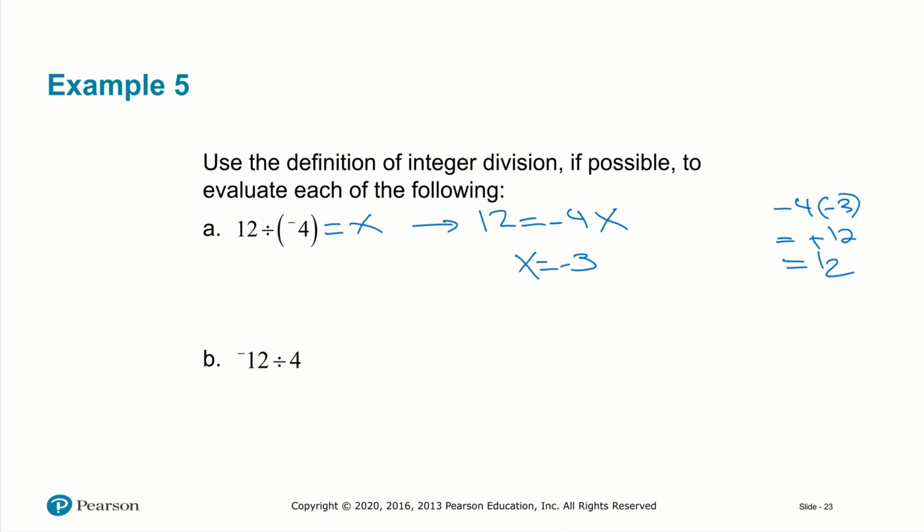Okay? How about this next one? Same way. We say negative 12 divided by 4 is some number. That implies that negative 12 equals 4 times that number, right? So what do I multiply 4 by to get negative 12? This time I do need what? Negative 3 as well.